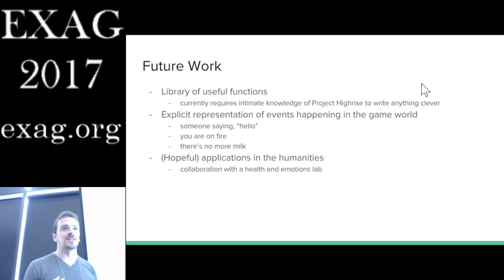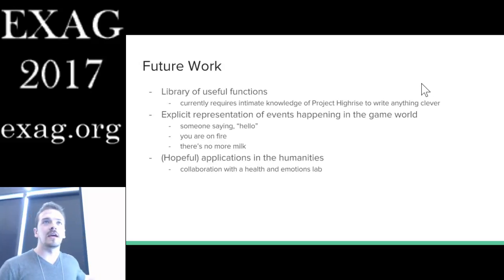An explicit representation of events. Currently, things like someone saying hello to you, or you catch on fire, or you run out of milk, all these quotidian things that happen on a regular basis, there's not an explicit representation of events. You can roll your own, and it's really easy, but it doesn't have native support, so those things are kind of a gimme, but aren't currently implemented.